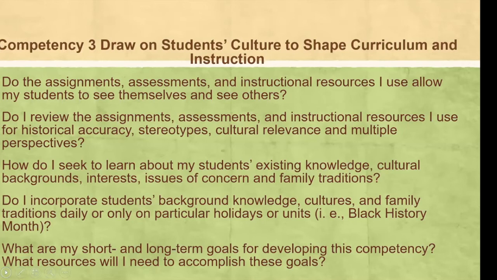Most people want to see themselves when they open a magazine or see something that might reflect their cultural background, particularly in their textbooks and in our history books. Are we just whitewashing everything and not being inclusive of the diversity that's part of who we are? How do I seek to learn about my students' existing knowledge, cultural background, interests, issues of concern, and family traditions? And do you incorporate students' background knowledge, cultures, and family traditions daily or only in particular holidays or units?